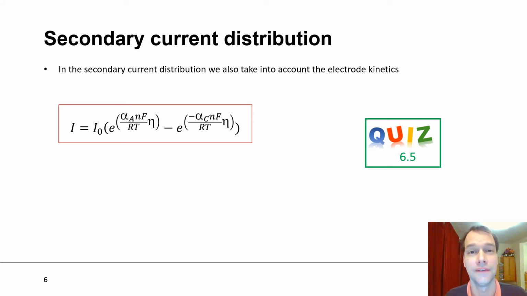What I expect from you in this course is that you qualitatively understand the differences between the primary and the secondary current distribution, and that you can also recognize which one is which. And for this, I advise you to practice with quiz question 6.5.